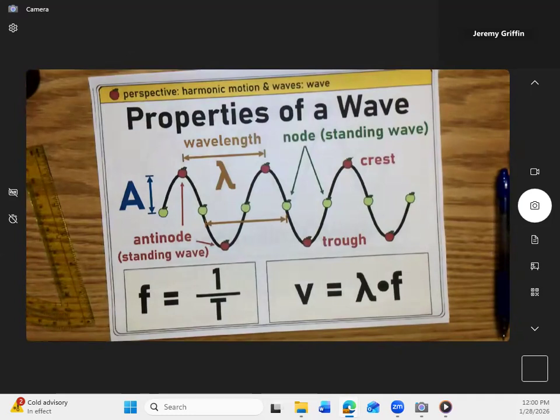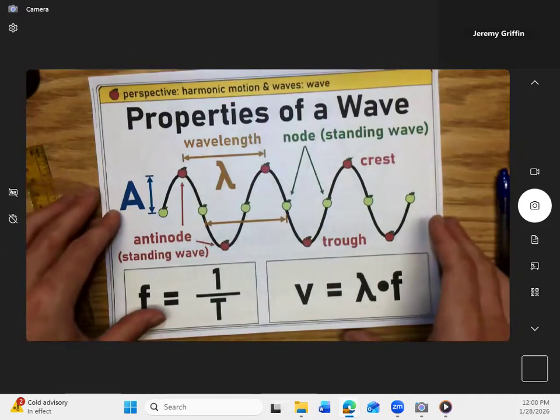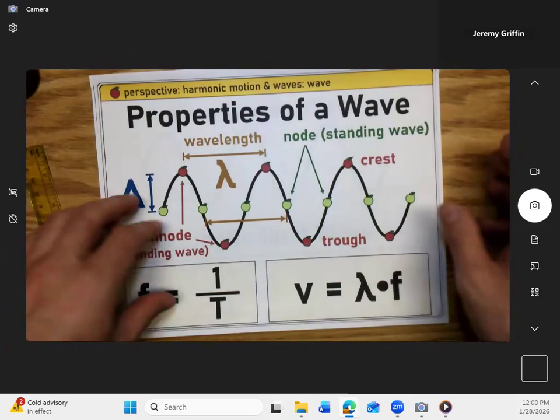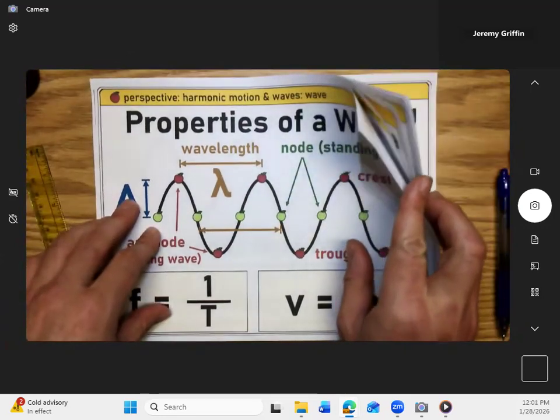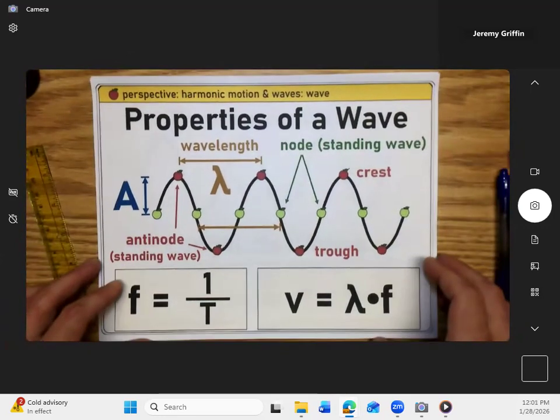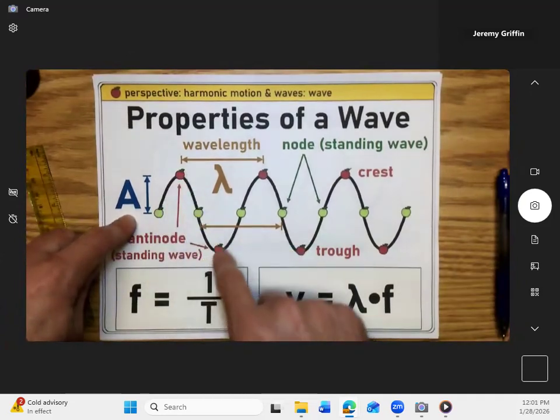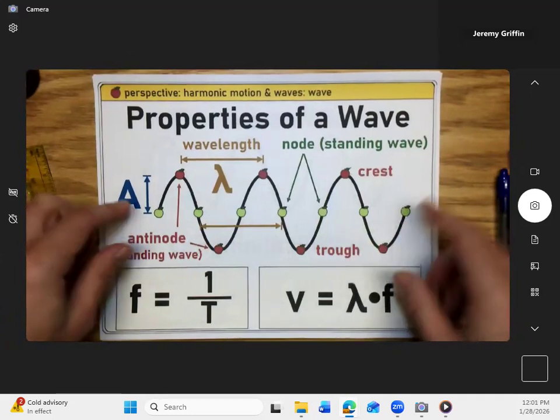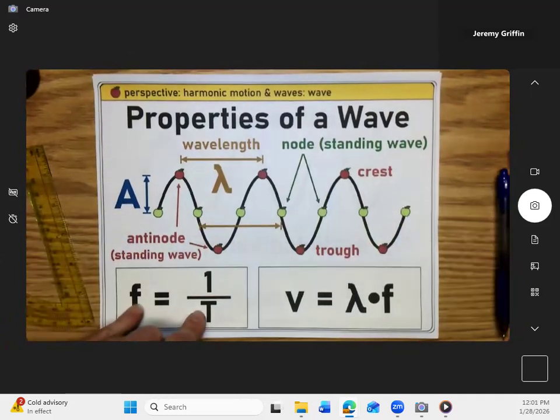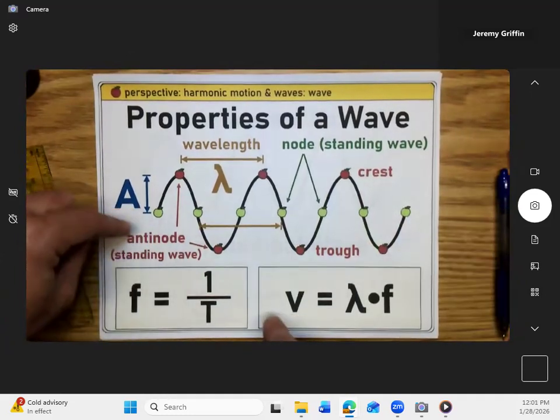I have some wave stuff for you guys. Again, this is a little bit of a bonus because a few years ago, AP used to ask all these questions about waves. They dropped all these questions, but anyway, good to know stuff before you graduate. So let's look at waves and properties of waves. A wave, we've got some kind of oscillating motion. We've got frequency, 1 over the time period.